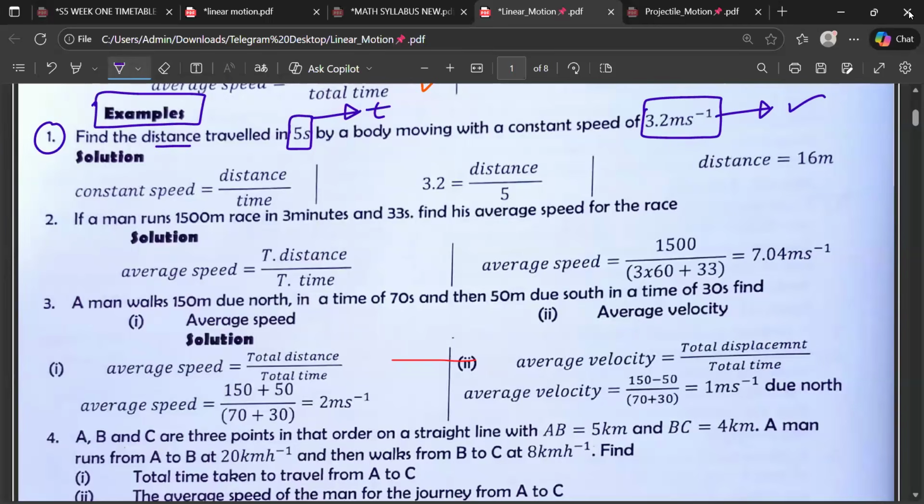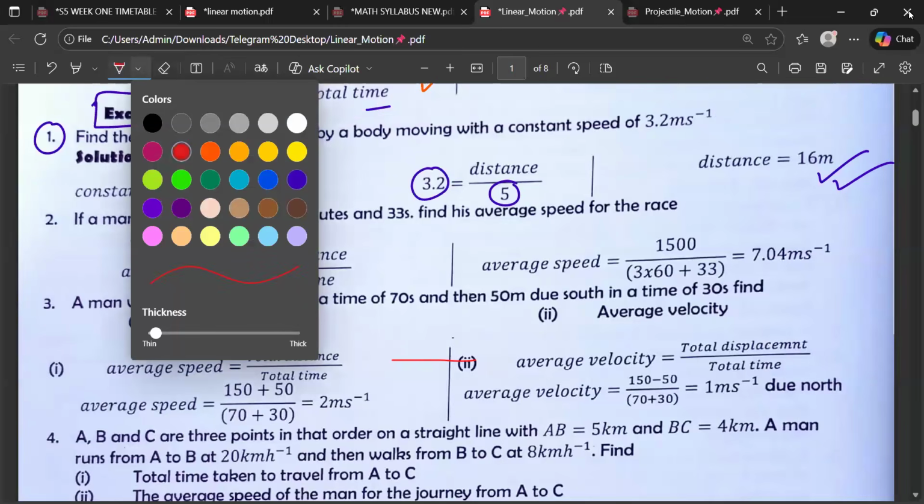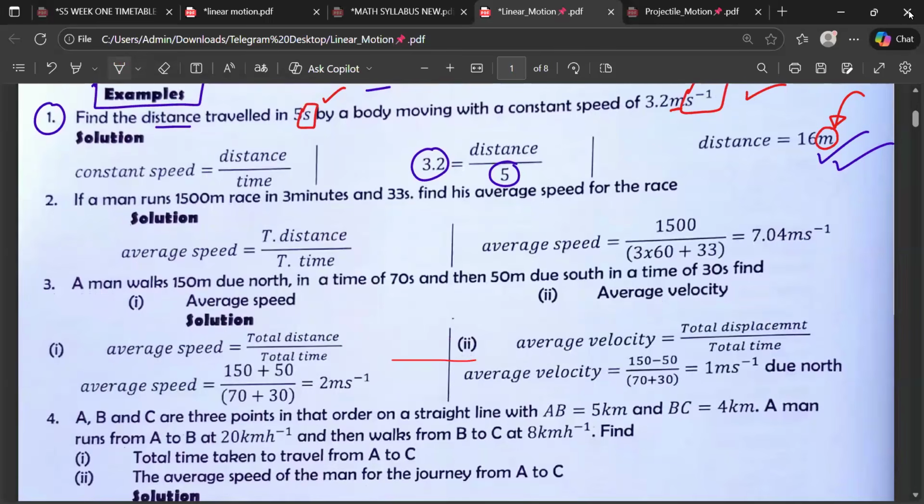Constant speed is 3.2, time is 5, distance, primary work. That one is obvious. I just want you to always make sure that if the speed has been given to you in meters per second, make sure that even the time is in what? Seconds, and then you'll be good to go. And because speed is in meters per second, the distance will be in what? In meters. That is the only thing I can talk about. Otherwise, I believe the question is obvious.